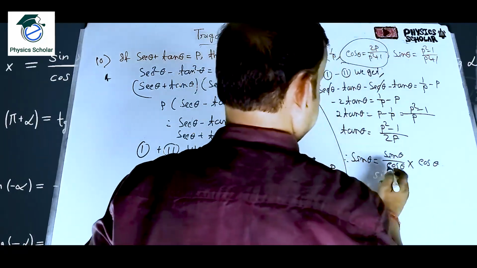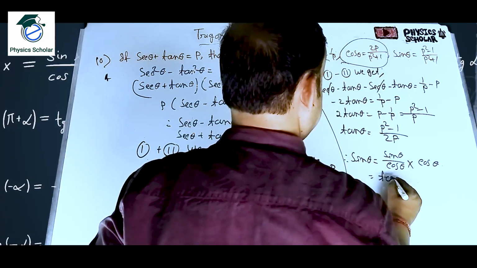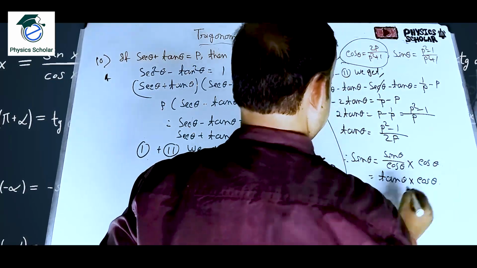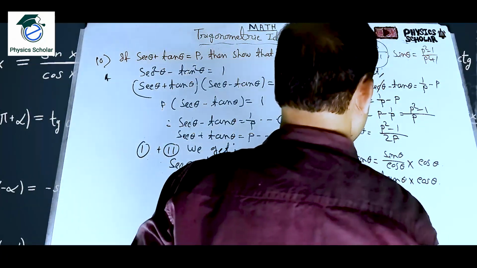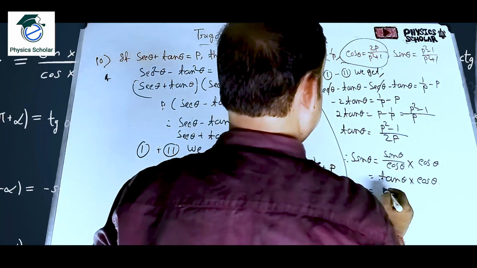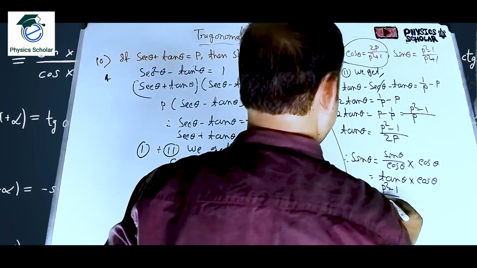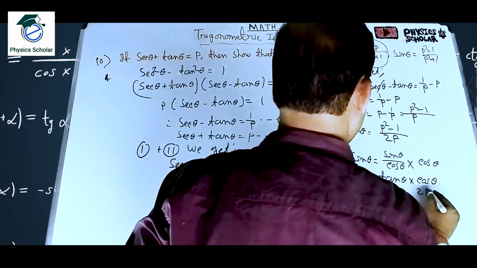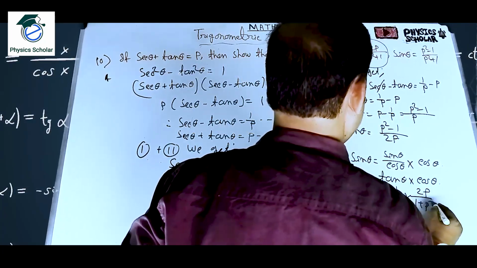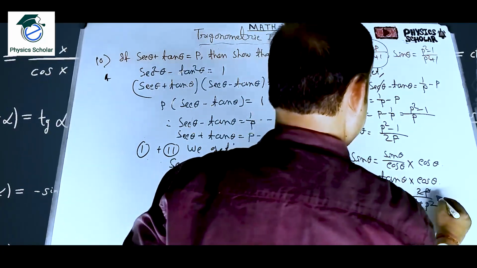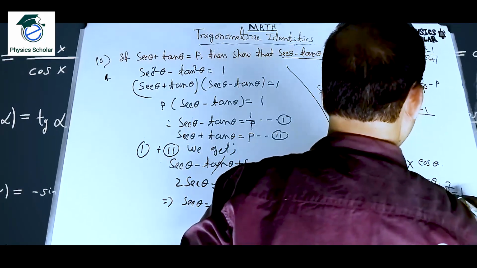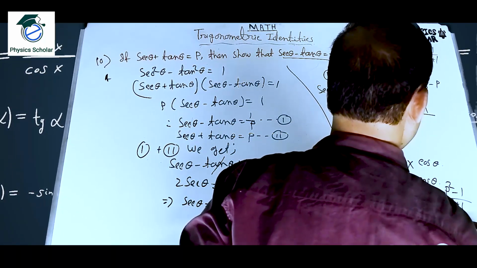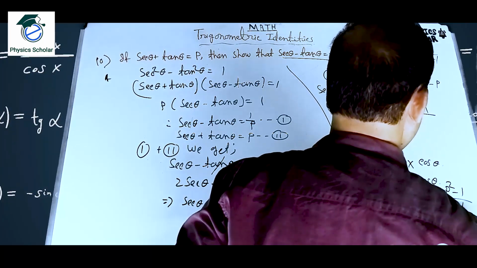So sin theta by cos theta means tan theta into cos theta. Okay. So what is the value of tan theta? Tan theta value is p square minus 1 by 2p. And what is the value of cos theta? Cos theta means 2p divided by 1 plus p square. So 2p will be cancelled, so sin theta is equal to p square minus 1 by p square plus 1. This is proved. Clear?